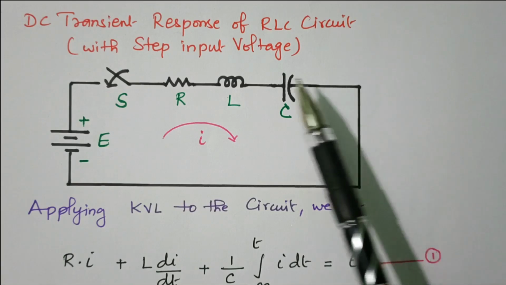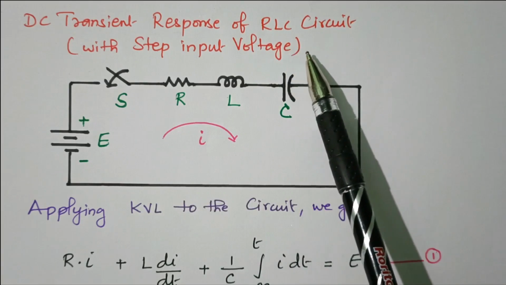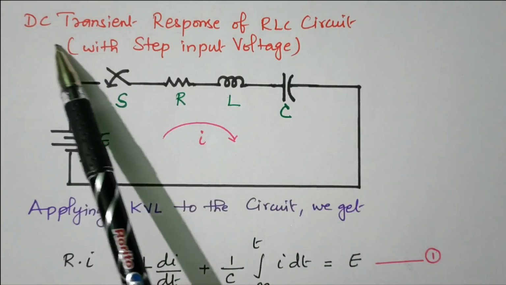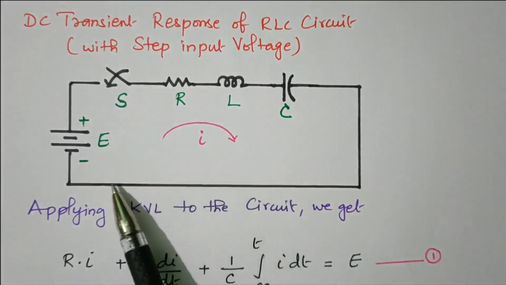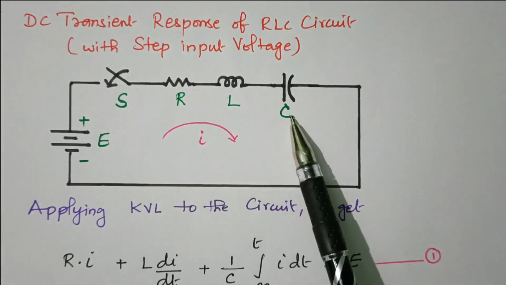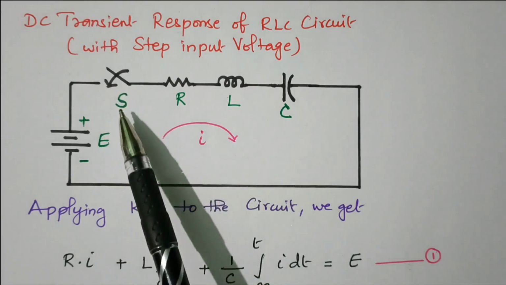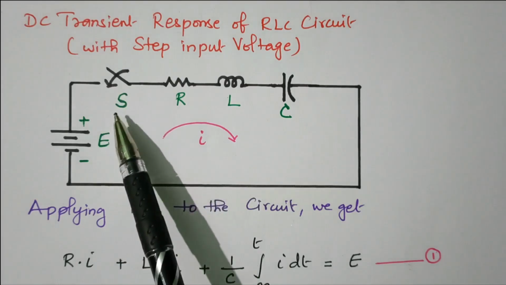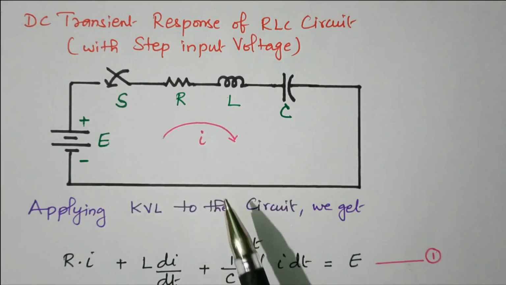Now we'll go to the topic: RLC circuit. Resistance, inductance and capacitor are connected in series. We are going to see the DC transient response with the step input. Let us consider the circuit. Resistance, inductance, capacitance are connected in series, energized by the DC voltage source E. This is the switch S. We can control the supply voltage by closing and opening the switch. This is the current flowing, the current direction.